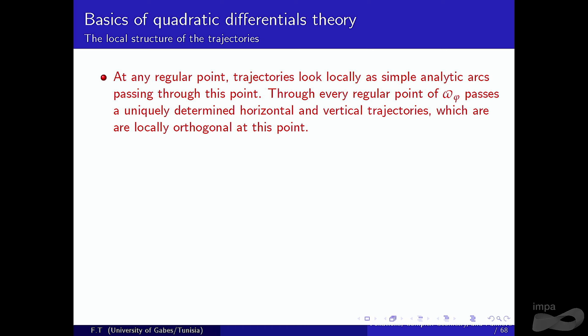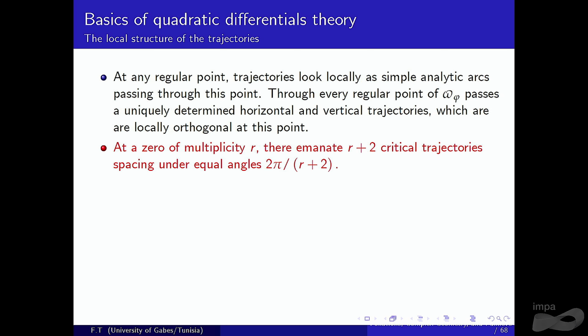At any regular point, due to the implicit function theorem, the horizontal and vertical trajectories look like simple analytic arcs, and they are orthogonal at this point. At a zero of multiplicity r, there emanate r plus 2 critical trajectories, with equal spacing of angle 2 pi over r plus 2. At a simple pole, there emerges exactly one critical trajectory.